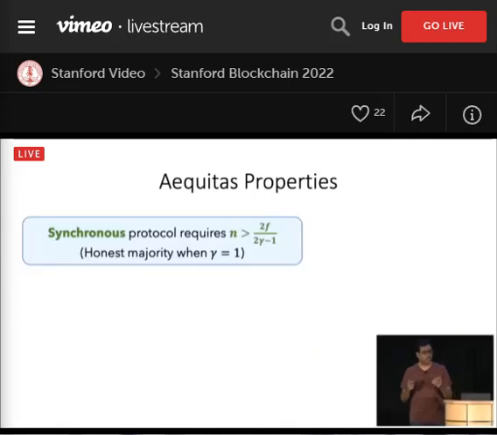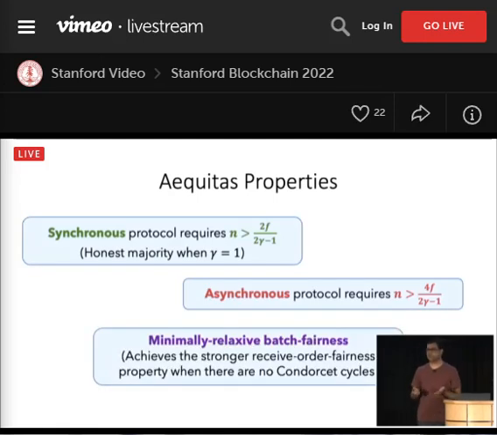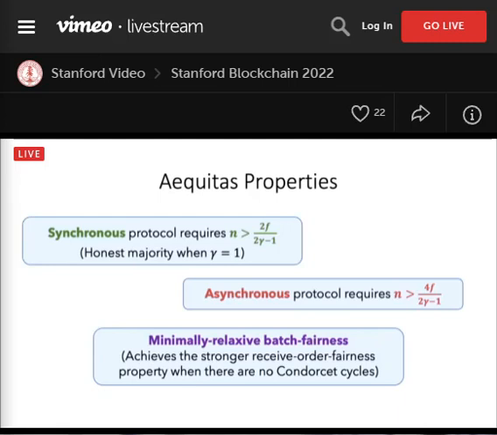So this protocol Iquitas, we provided a couple different alternatives in a synchronous network. You can get honest majority for the simplest parameter gamma equals 1, and in general, the threshold is n greater than 2f over 2 gamma minus 1. We also had an asynchronous protocol, which required n greater than 4f plus 1 in the simplest parameter choice. And what's cool about Iquitas is it had minimally relaxive batch fairness in that it achieved the stronger receive order fairness property when there were no paradoxical Condorcet cycles.